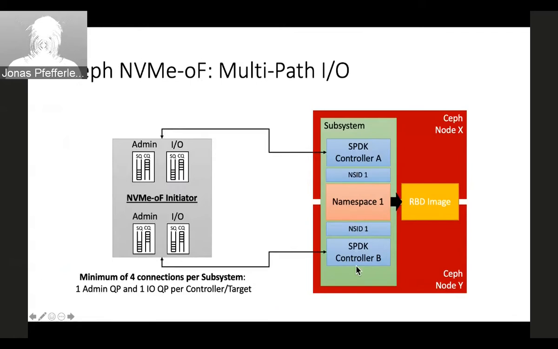I just intermixed the term here. Also, that's not perfectly correct, but fine. I think that's okay for this picture. And then you have a shared namespace, and the namespace basically directly reflects an RBD image, right? What this means is if you have an initiator on this side, you need at least 4 connections to have multipathing to a single RBD image, because you have 1, 2, 3, 4 queues, right?